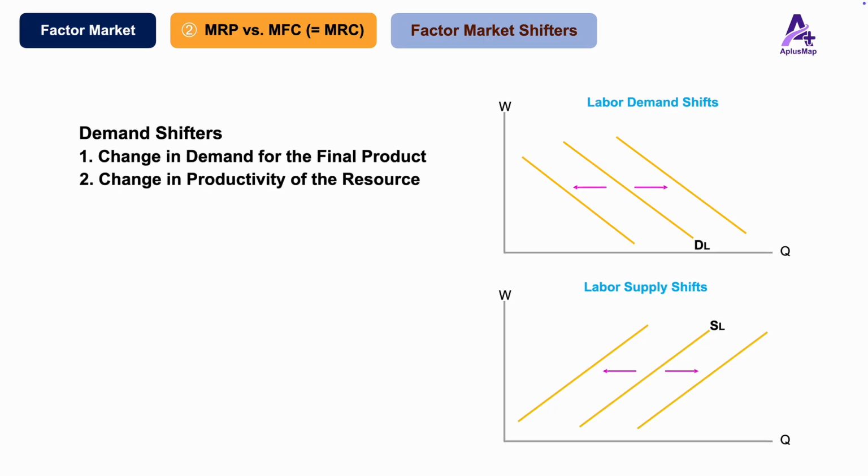Number two, change in productivity of the resource. If workers become more productive, maybe they get better tools, new technology, or more training, their marginal product, MP, goes up. And if MP goes up, MRP goes up too, right? Because MRP equals price times marginal product. Exactly. Higher MP means higher MRP. That worker is now more valuable to the firm, so the firm's demand for that type of labor increases. The demand curve shifts right.